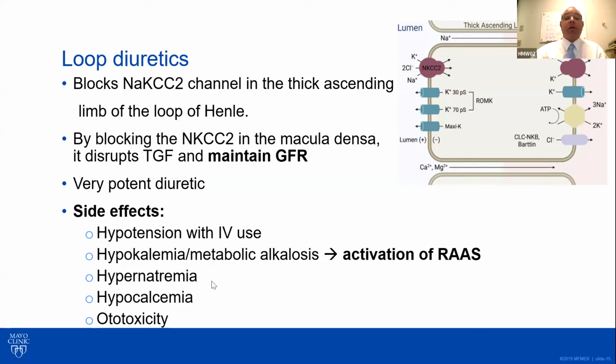Hypernatremia is common with these diuretics, mainly because they affect the concentration of the interstitium of the kidney, allowing more free water to escape in the urine, and then you will develop concentration hypernatremia, basically. Ototoxicity is very common when you use it at a very high dose, and if you combine it with medication like aminoglycosides. Hypocalcemia can happen too because it blocks the paracellular absorption of calcium and magnesium. So hypocalcemia and hypomagnesemia will happen with this class of medication.